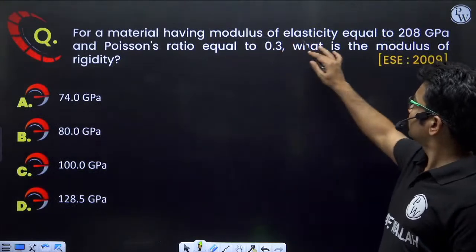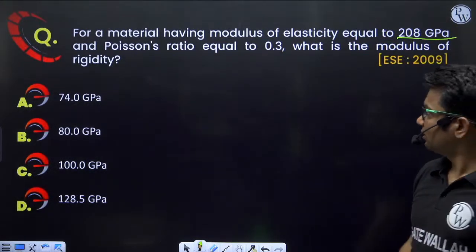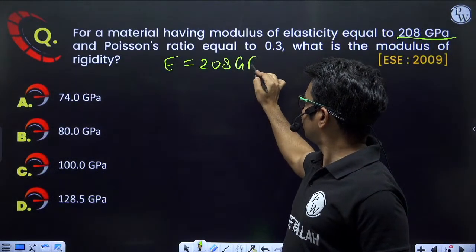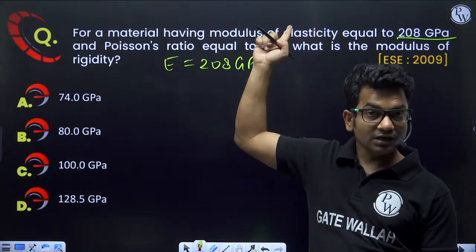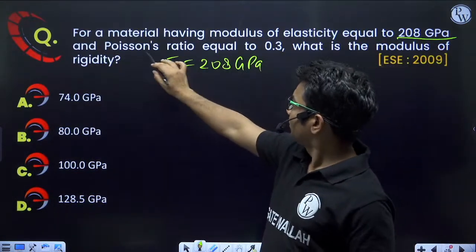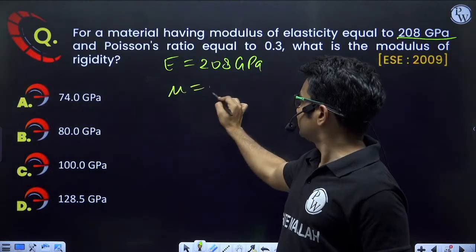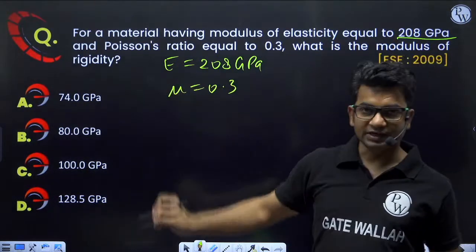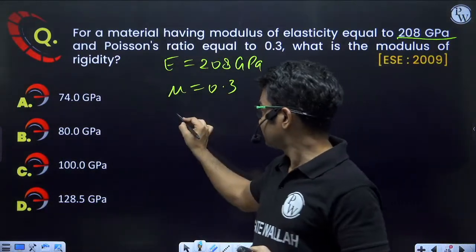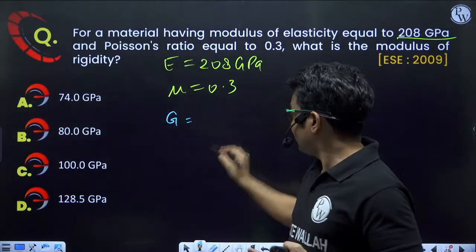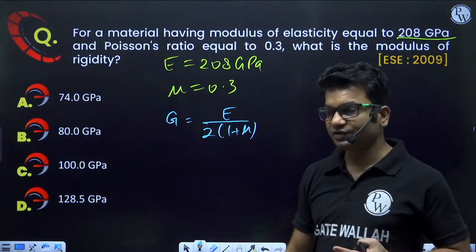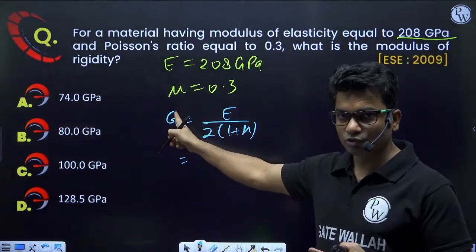For a material having modulus of elasticity equal to 208 gigapascal. So modulus of elasticity, that means Young's modulus, is given as 208 gigapascal. It is given in gigapascal and the options are also in gigapascal, so no need to change. Poisson's ratio is equal to 0.3, so mu is 0.3. What is the modulus of rigidity? Based on this single formula, so many questions have been asked. Modulus of rigidity is equal to E upon 2 into (1 plus mu). This is the modulus of rigidity, or we also call it the shear modulus.